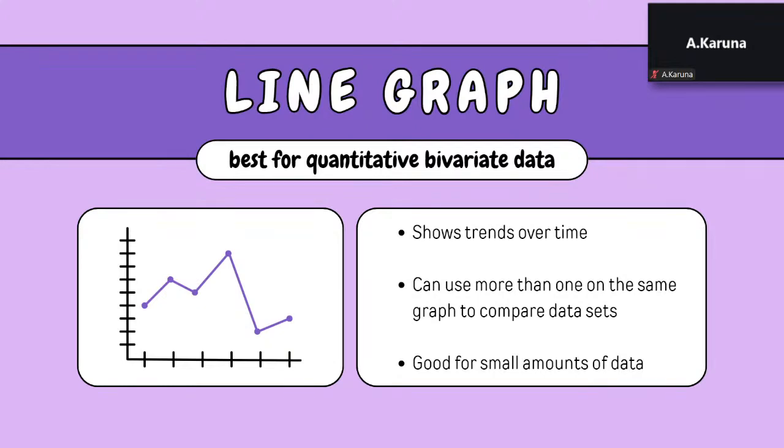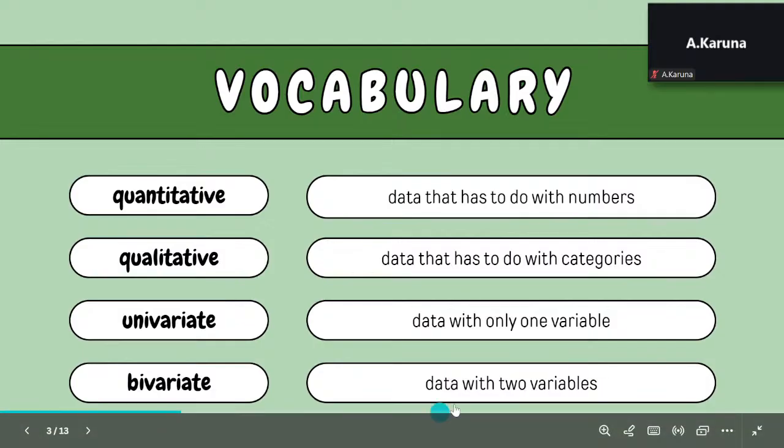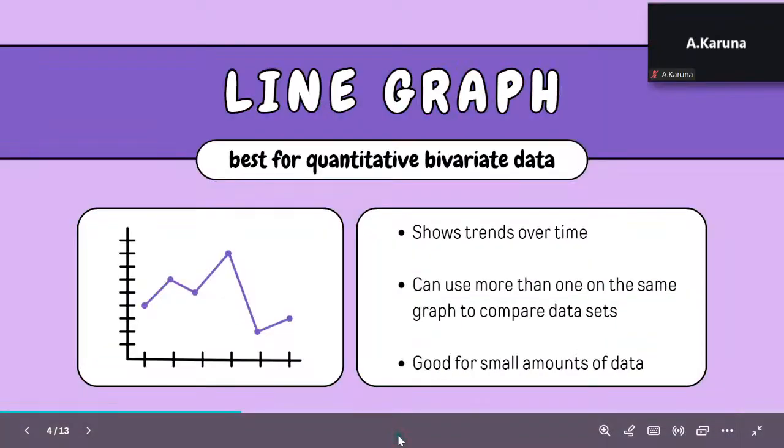This is a line graph, okay? So this is best for quantitative bivariate data. What did we say quantitative was? Data that has to do with numbers, and bivariate means data with two variables. So we use a line graph when we're looking for numbers with multiple different variables.